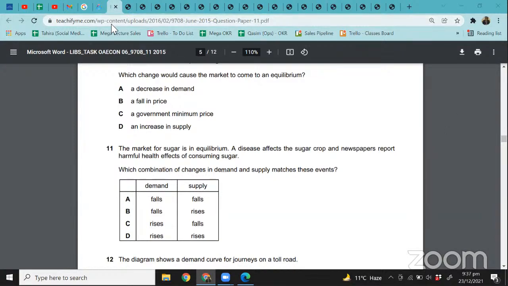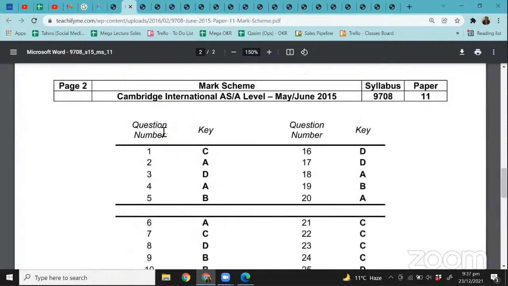Students, when there is news that it's harmful for your health, obviously people will decrease their demand. They will stop consuming or reduce their consumption of sugar. And why is supply reducing? Supply is reducing because there has been a disease, so the crop has been affected.